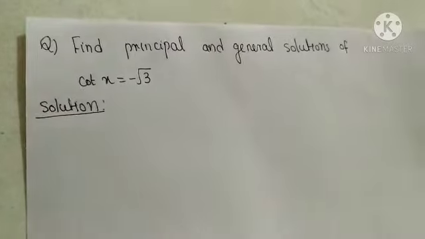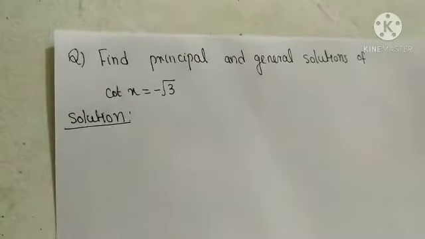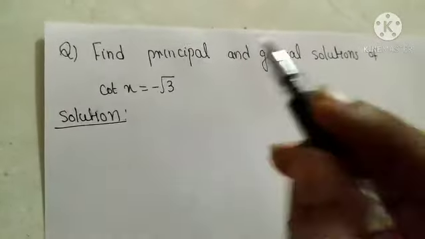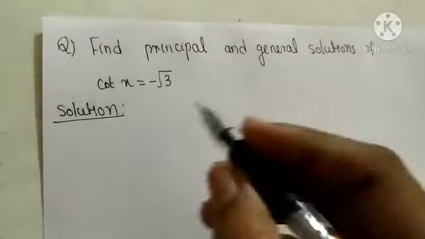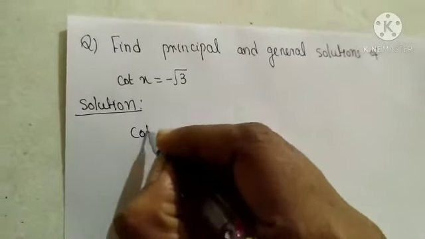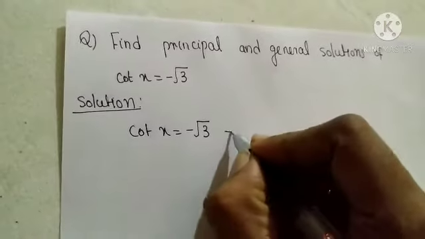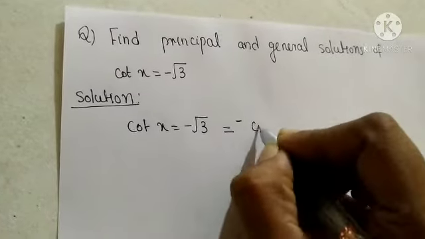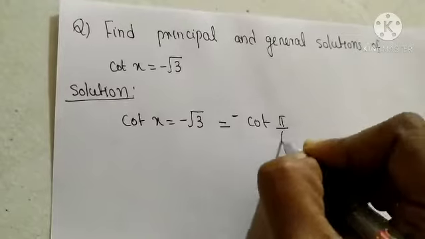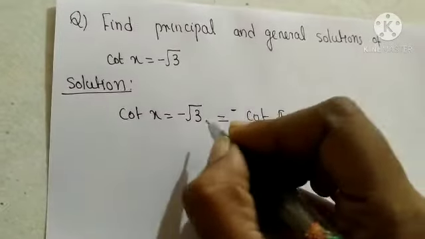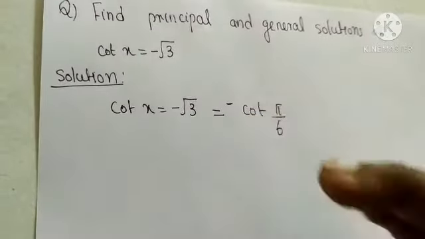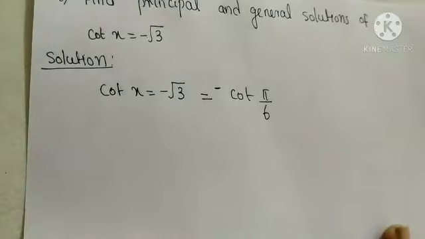This is our second question. Find the principal and general solution of cot x equal to minus root 3. So let's start the solution of this question. Cot x equal to minus root 3, and this can be also written as a minus of cot pi by 6. Cot pi by 6 is root 3. So don't forget to write this minus here.